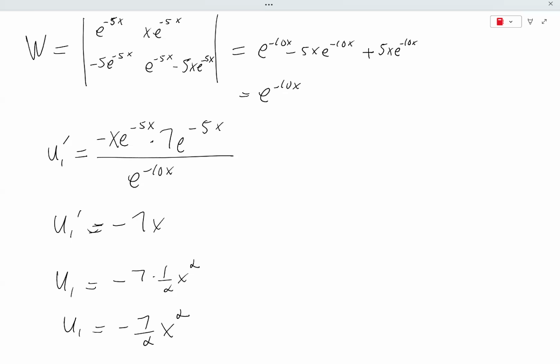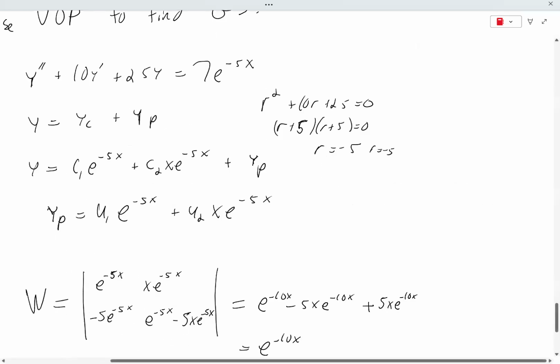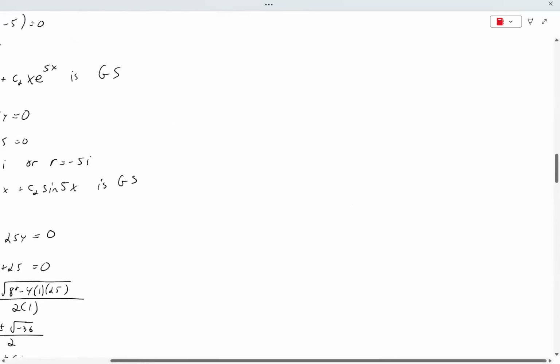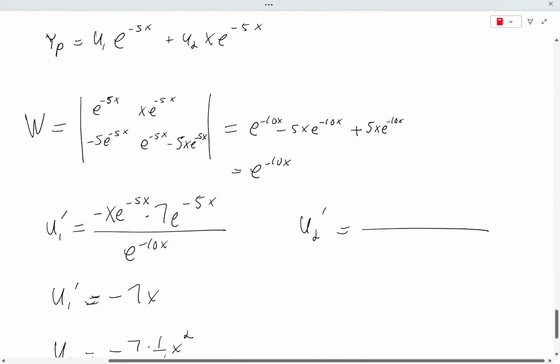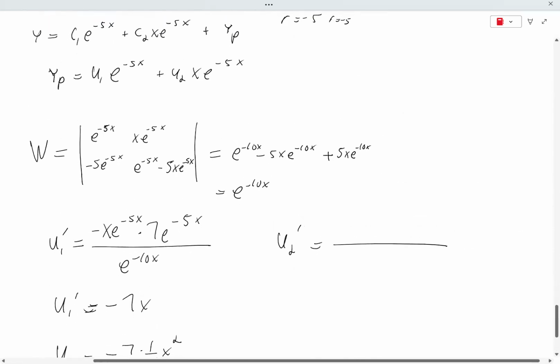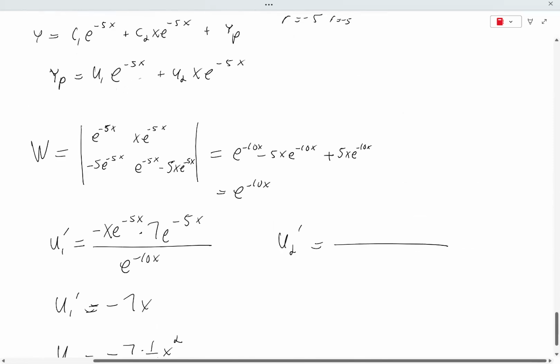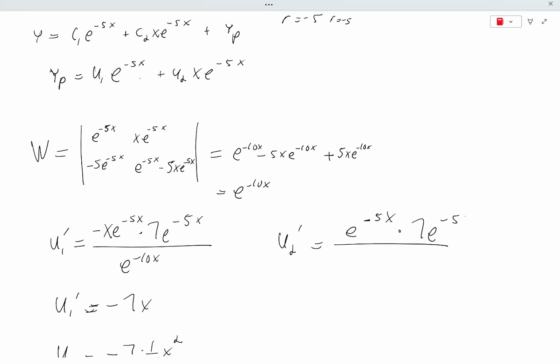Okay, and u sub 2 prime. Is it negative y1? Are they both negative? I gotta check. The y1's not negative? Okay. So it's y1, which is that e to the negative 5x. Yeah, e to the negative 5x. And then now the f of x, again, same thing. Okay, and then again, divided by the w, e to the negative 10x.